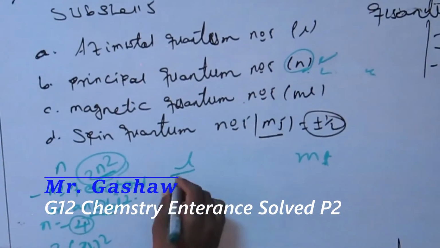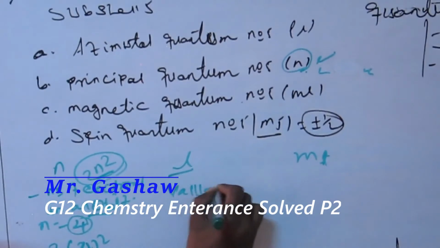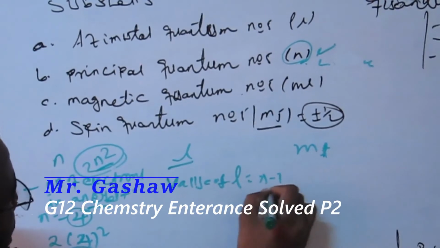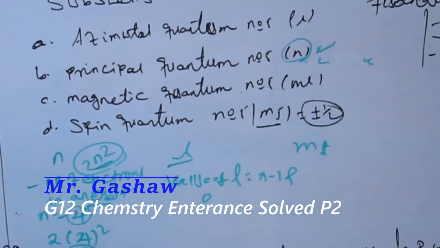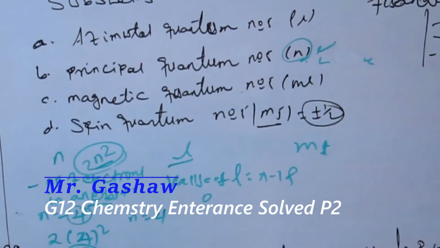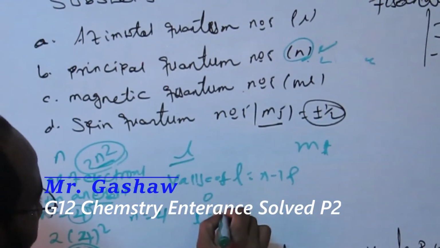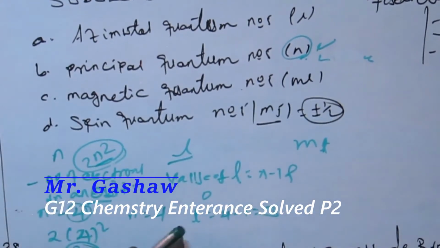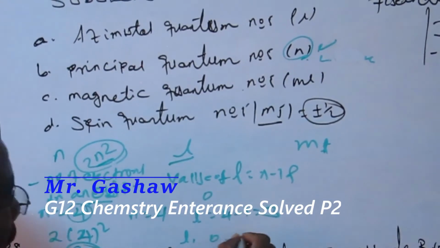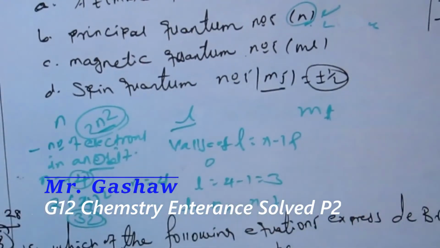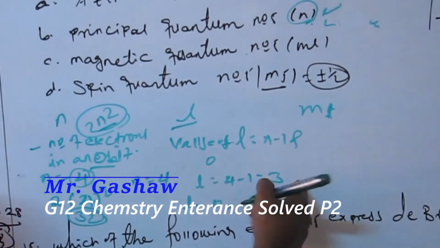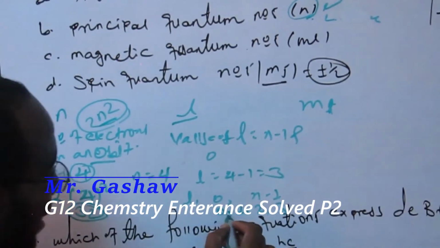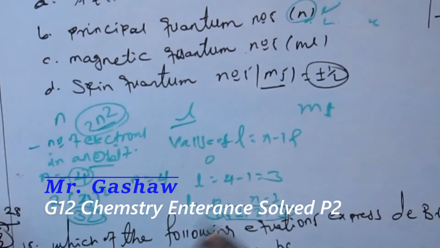l, as we call it, the value of l is equals to n minus 1 including 0, meaning n minus 1 and 0. For example, n is equals to 4. So the value of l is n minus 1, so 4 minus 1 which is equals to 3. So the value of l means 0 up to n minus 1. N minus 1 is how much? 3. So 0, 1, 2, 3 come. These have their own names.